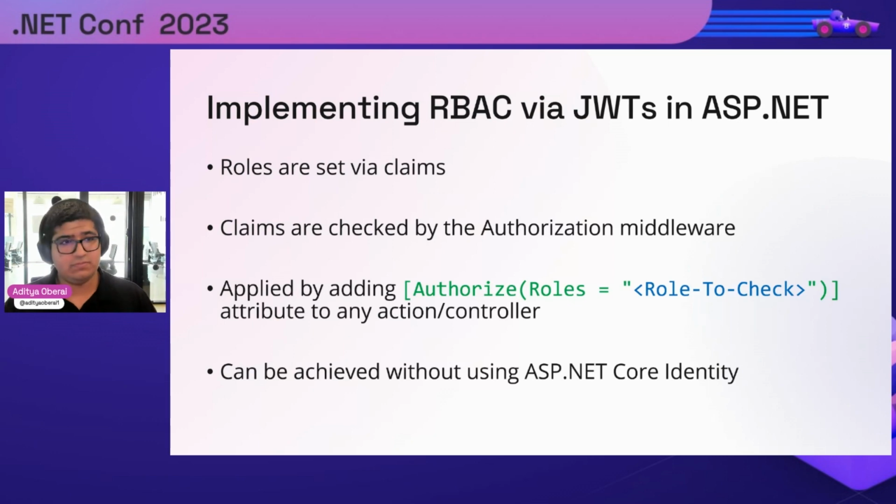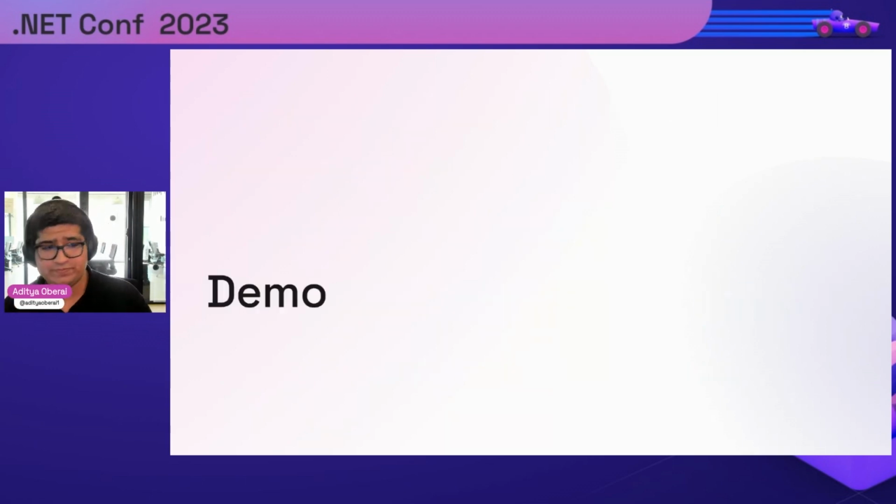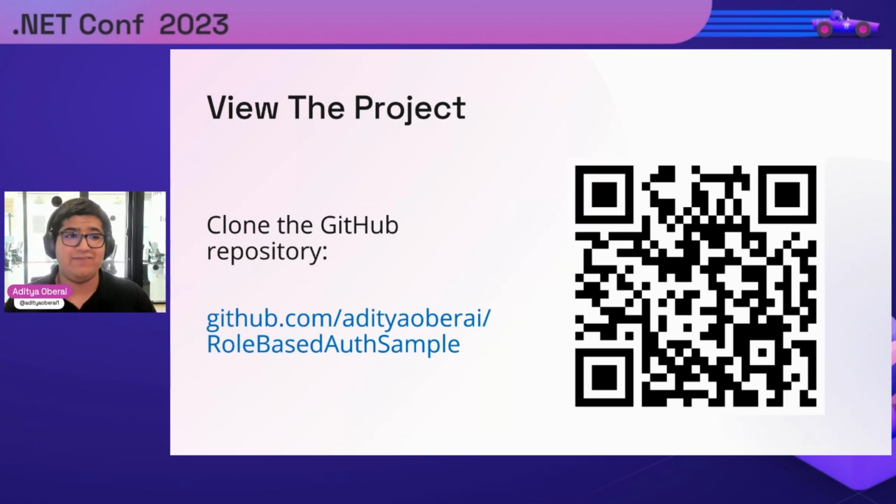So now that we've discussed what role-based access control is, how JSON Web Tokens work, and how these are implemented within ASP.NET, let's look at a little demo. Now, for this demo, I have already prepared a project that you can view on GitHub, or you can clone and check on your local system as well.